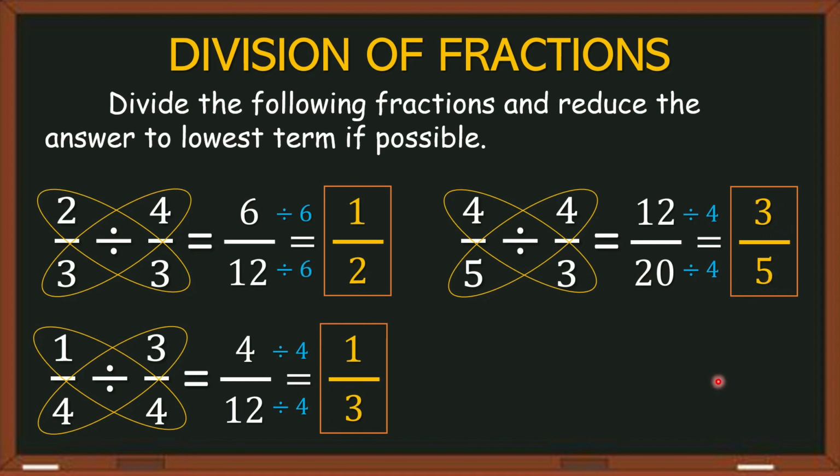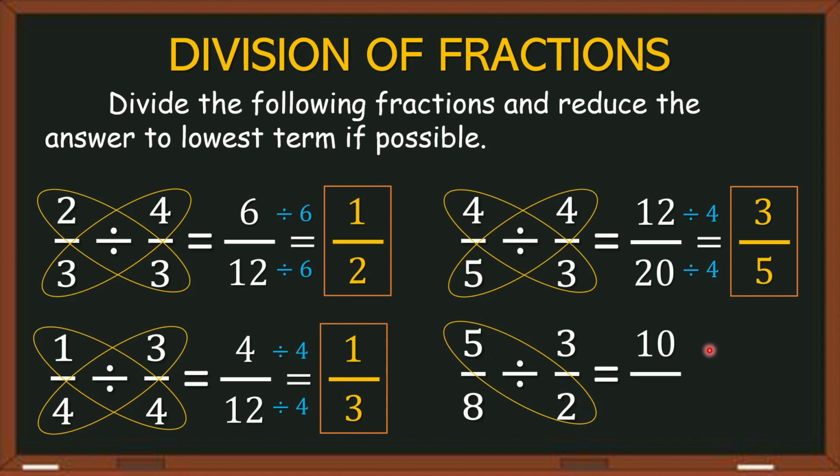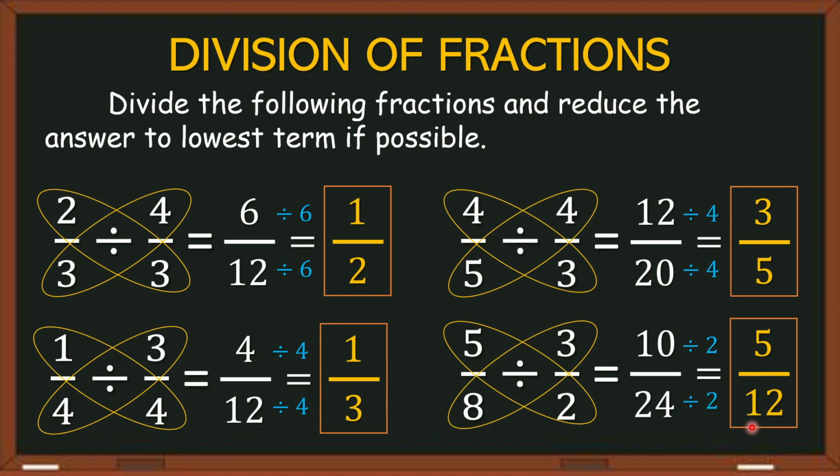Now let's have our last example. 5 over 8 divided by 3 over 2. So cross multiply lang. Unahin lang natin itong 5 times 2. The answer is 10 over 8 times 3. The answer is 24. So 10 over 24, i-lowest term lang natin. So divide natin yung taas at baba sa 2. So 10 divided by 2 is equal to 5 over 24 divided by 2 is equal to 12. So the answer is 5 over 12.